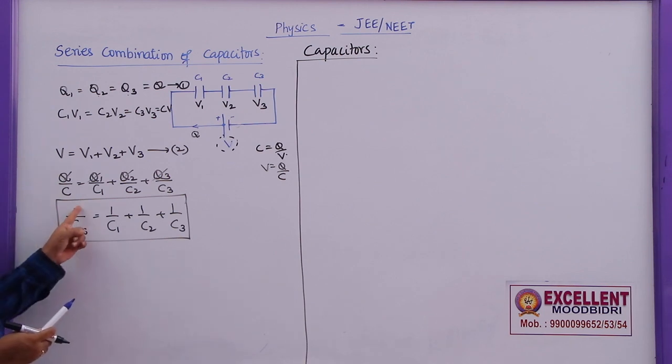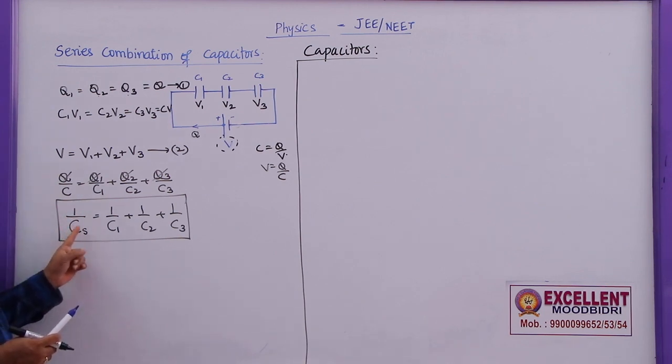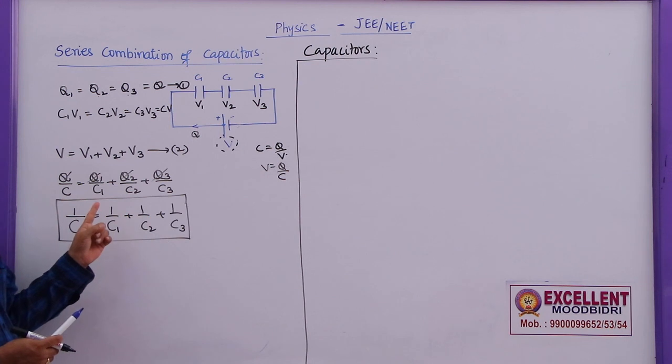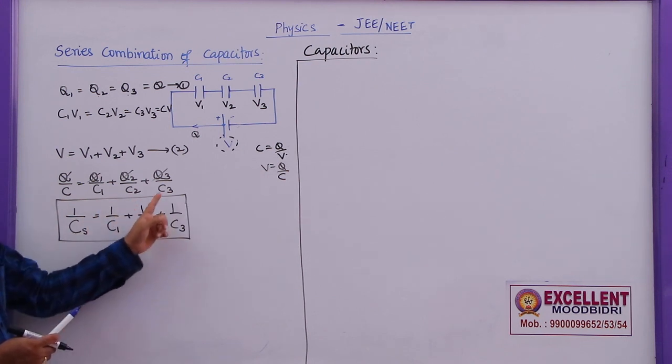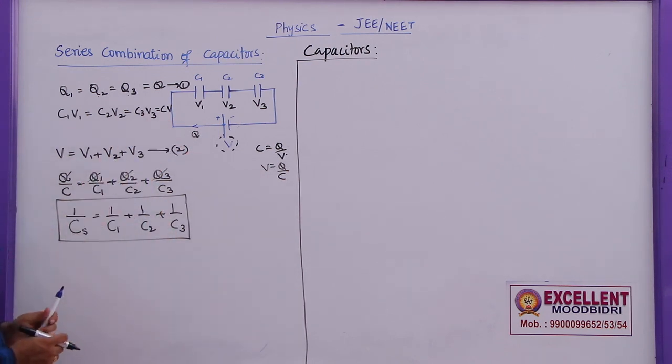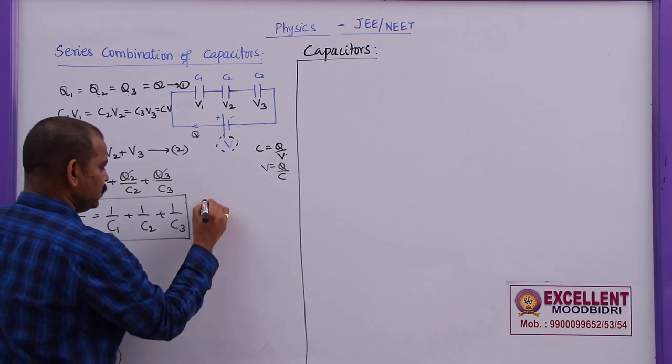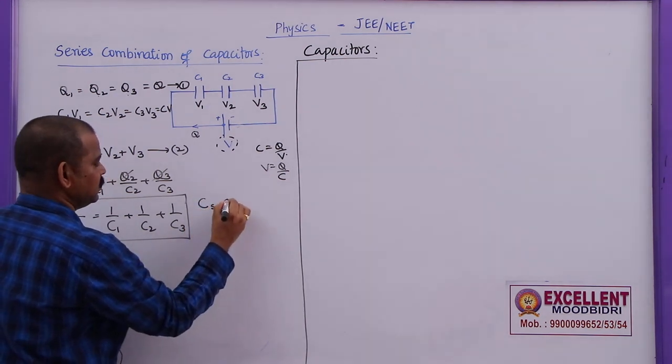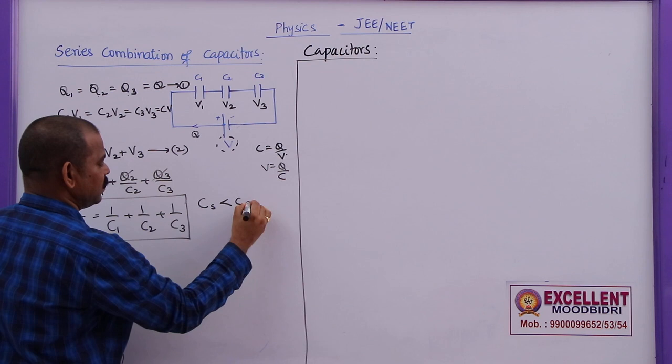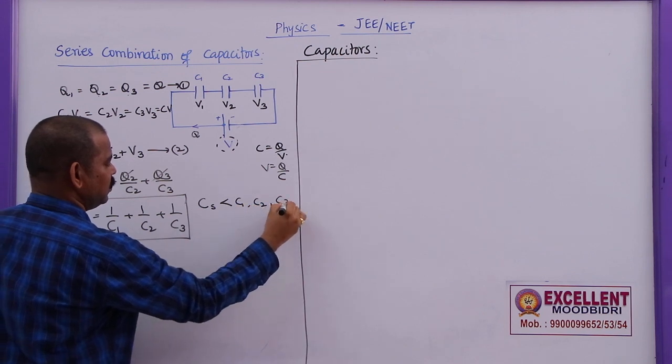So, the reciprocal of the capacitance of the series combination is equal to the sum of the reciprocals of the individual capacitances in this combination. And one more point is, the effective capacitance C is always less than C1, C2 and C3.